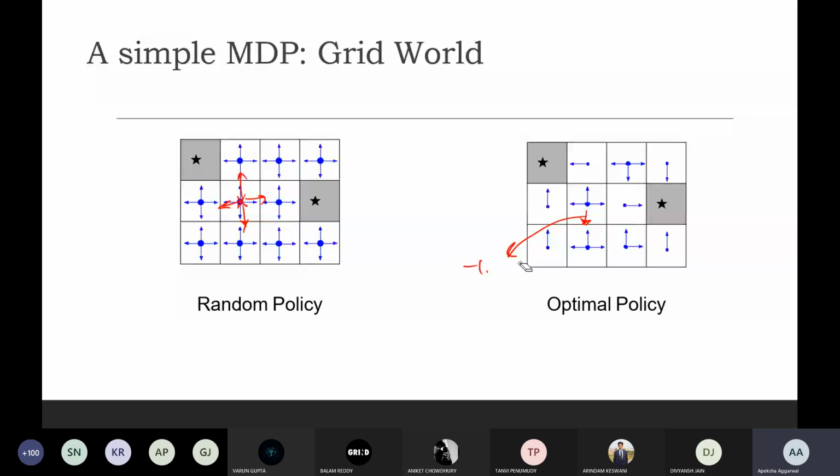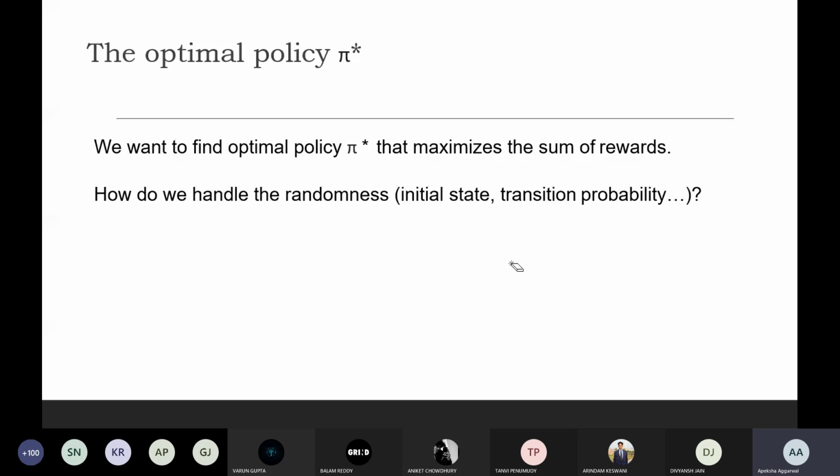So what I want to do is have some optimal policy for all the set of possible states that I have in my game, or in my problem. So, the optimal policy pi star: I want to find the optimal policy that maximizes the sum of rewards. Those rewards at every point, I want to sum them all cumulatively, and then I want to maximize it.